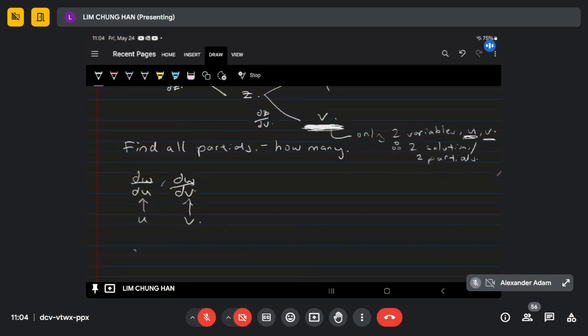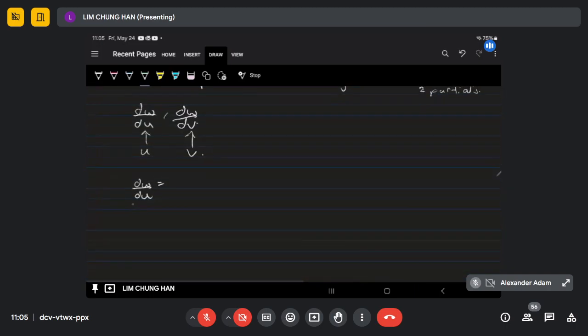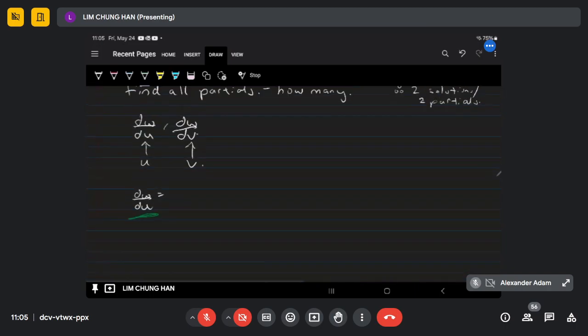So what's dw du? Again, you just have to link anything with u at the back. You have to include. So rather than use the circle thing, I'm going to better use tick. I'm going to use tick to show you which of the variables I'm taking into account. So now we are looking for dw du.